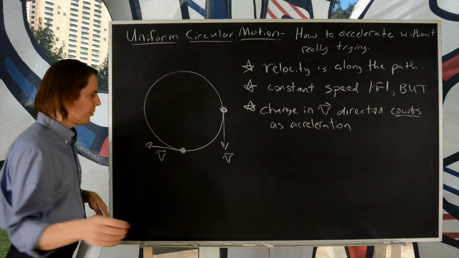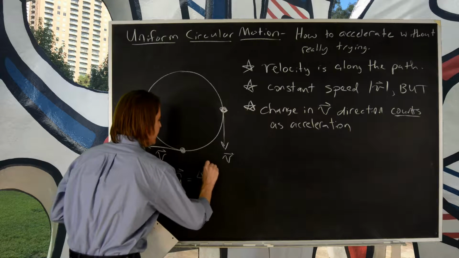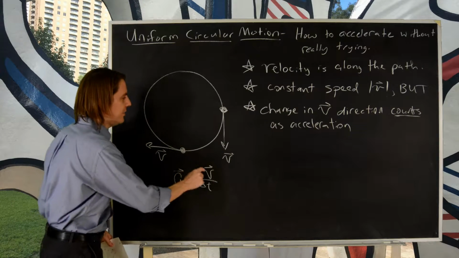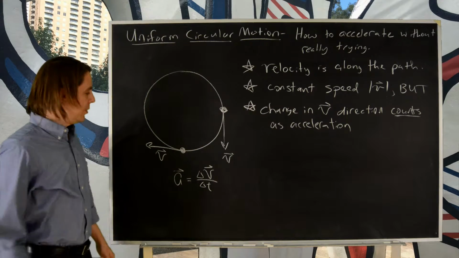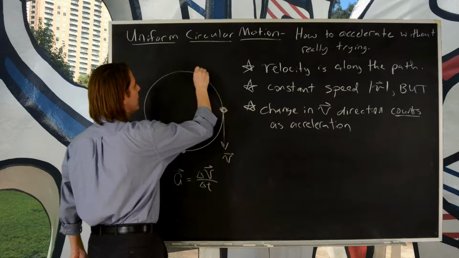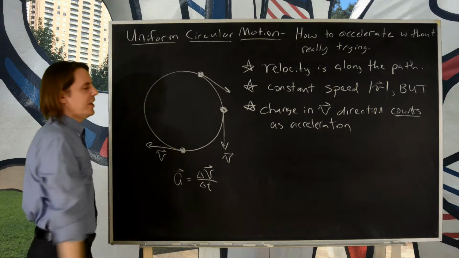So remember, what is acceleration? It is the change in velocity over the change in time. The change in the velocity vector. The velocity vector is changing as it goes around this circle. We could do a quick analysis of it. We can imagine the mass is here and the mass is here. The velocity is that way and the velocity is that way.